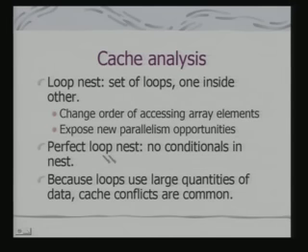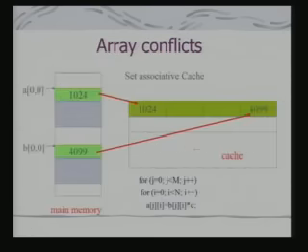A perfect loop nest will be the one where there are no conditionals in the nest. If there are conditionals, the data may not be properly reused. And because loops use large quantities of data, cache conflicts are common, and that is why this loop nesting is an important operation for dealing with this cache behavior.